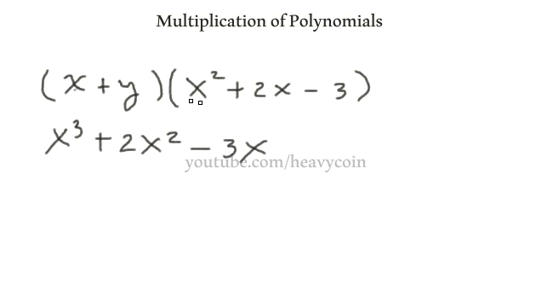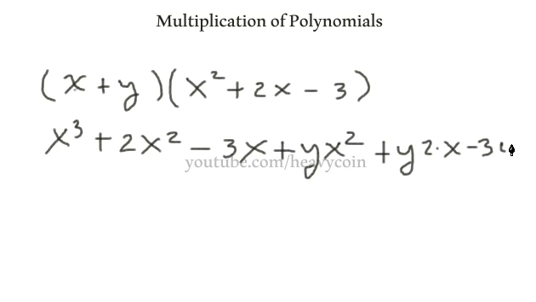Now we go to the next one. Y times x squared, y times 2x, and then y times this minus 3 here, which is minus 3y. Now we want to rewrite this, hopefully we can find some like terms.